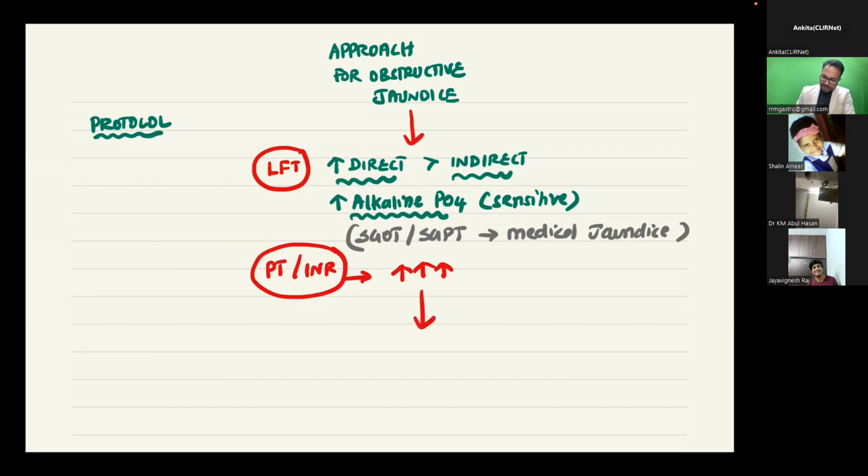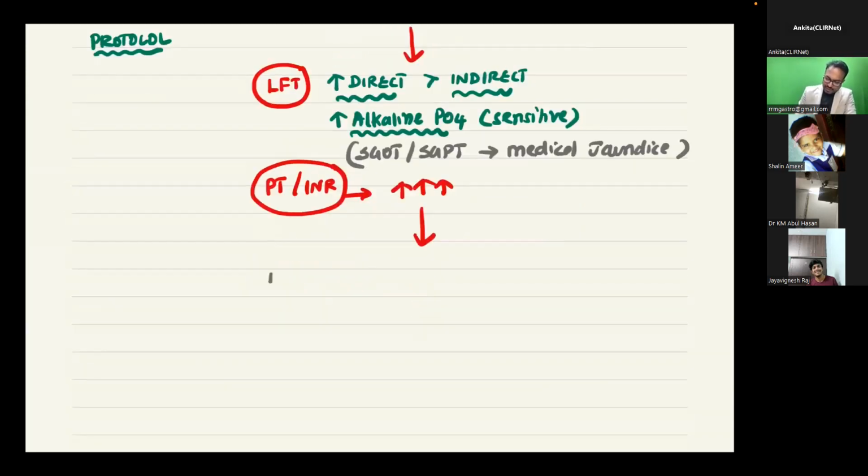So first step is we have to do blood investigations. After doing the blood investigations, what is the next investigation? You do the basic blood investigations, and then you have to know whether it is a stone disease or cancer. The next investigation is ultrasound abdomen.